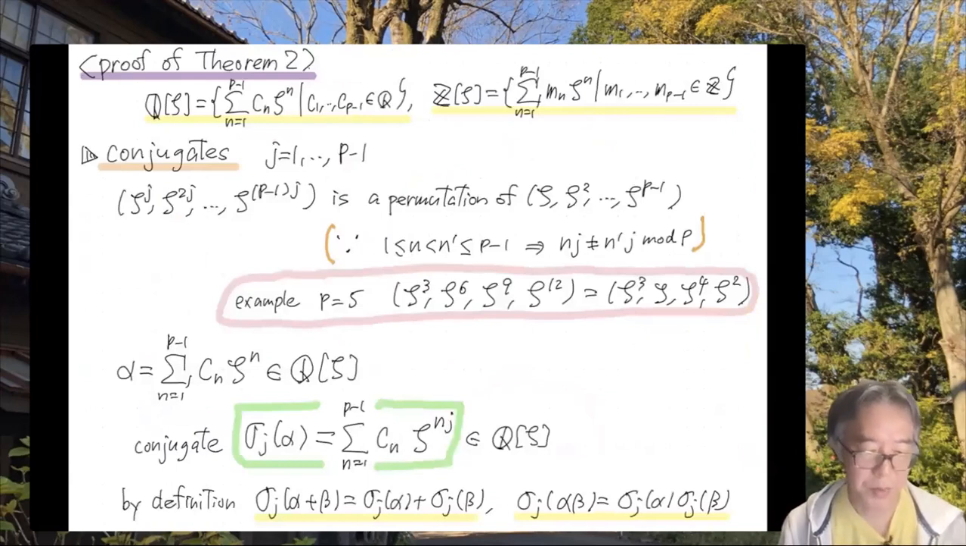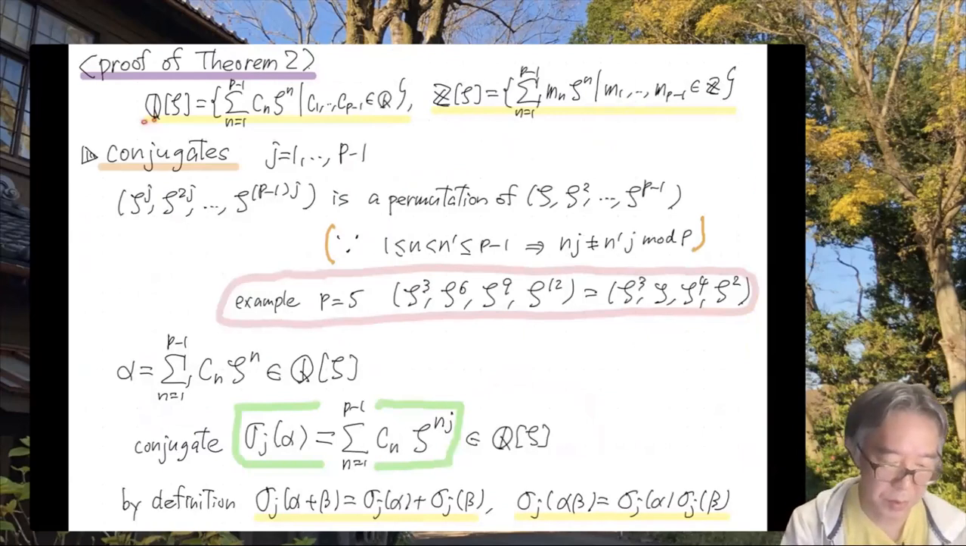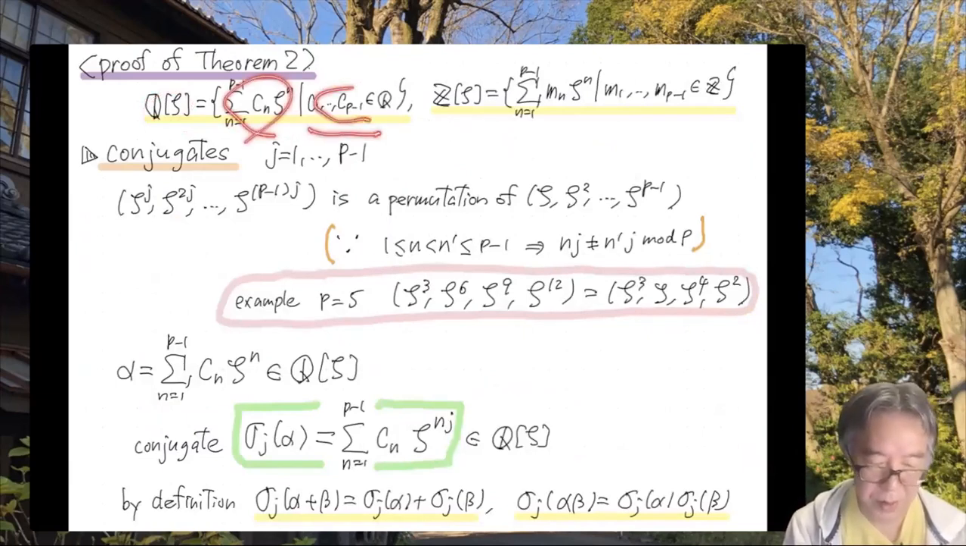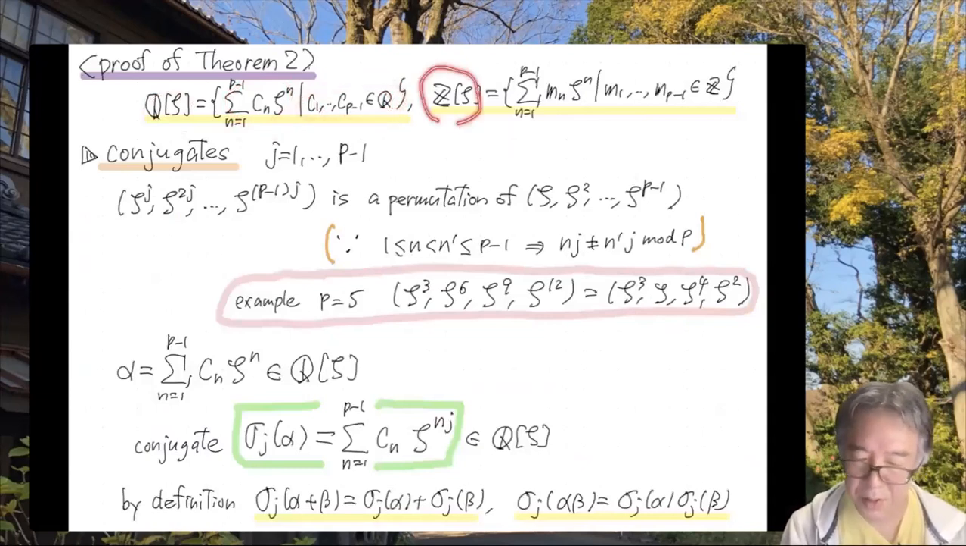Let's proceed to the proof of theorem number 2. Okay, so here's the notation. This Q of theta is actually a field. It consists of this kind of complex numbers, where these are rational numbers. And Z of theta is very similar, but it consists of this kind of complex numbers with these integer coefficients.